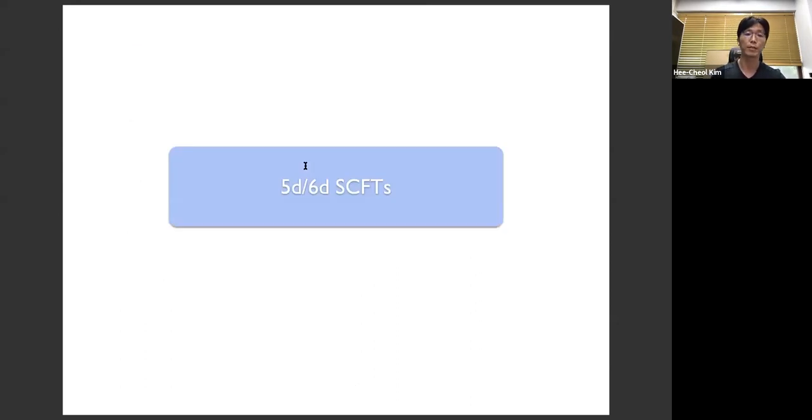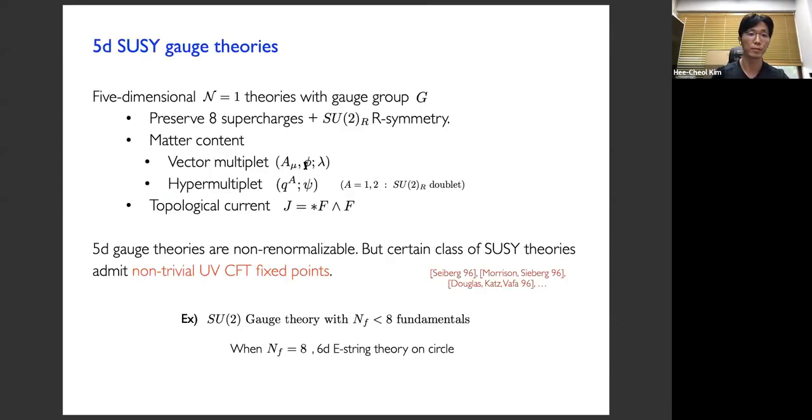So let me start with 5D and 6D SQFTs. I think most of you are already very familiar with this stuff, so I will give you a very brief introduction to 5D gauge theories. In 5 dimensions, such gauge theories preserve eight supercharges and SU(2)_R symmetry. And the theory consists of the vector multiplet and hypermultiplet.